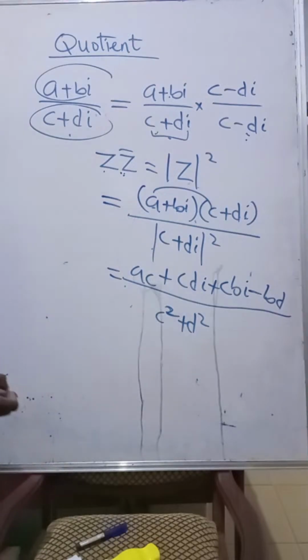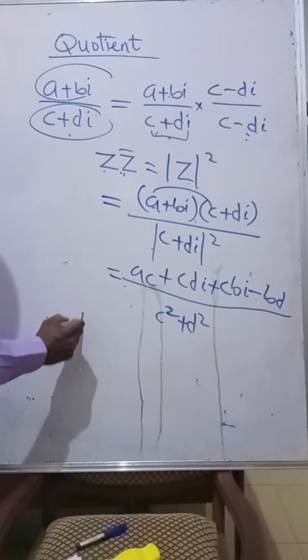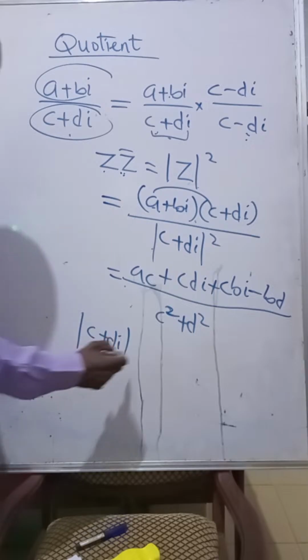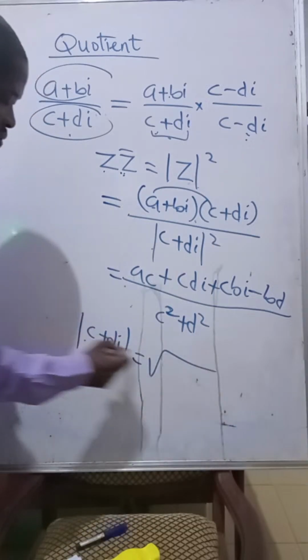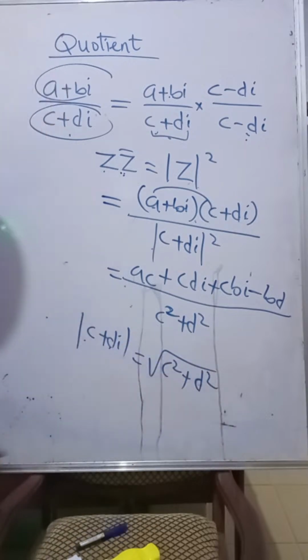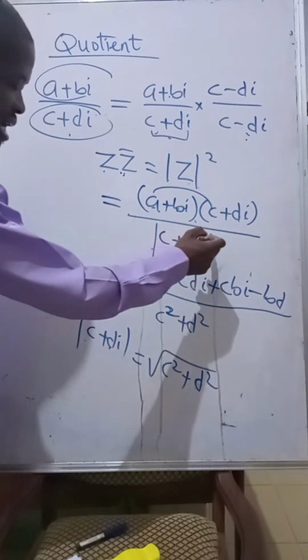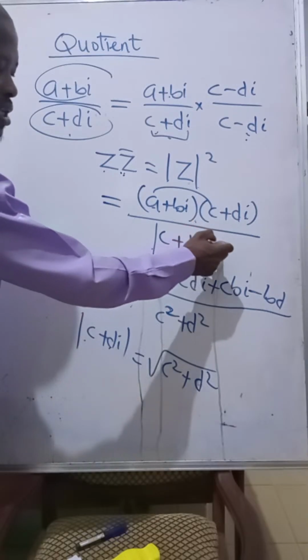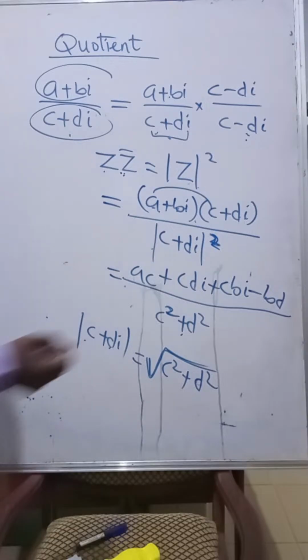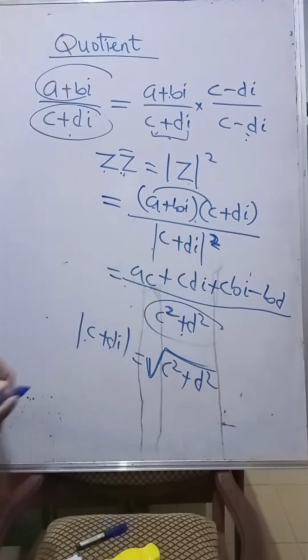Don't forget, the absolute value of c plus di is equal to the square root of the square of the real part plus the square of the imaginary part. And since we have the square here, it removes the square root, and we have that. That's what we're going to use to do our questions. So that's that on the quotient of complex numbers.